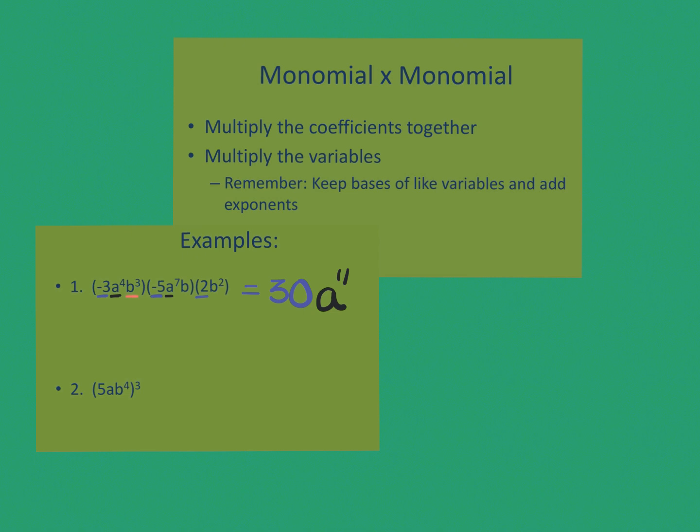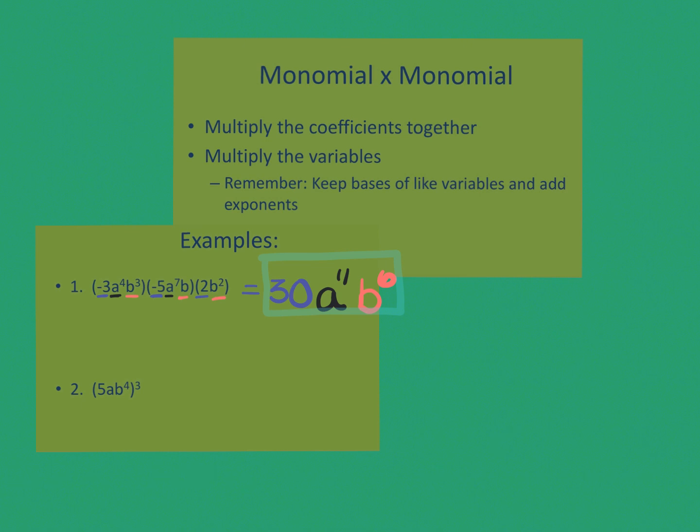Then we have b to the third, b to the first, and b squared. So we'll have a b, and then add those exponents, 3 plus 1 plus 2, which gives us b to the sixth power. So this would be our final answer: 30a to the 11th b to the 6th. Monomials multiplied with other monomials will give us a monomial answer.